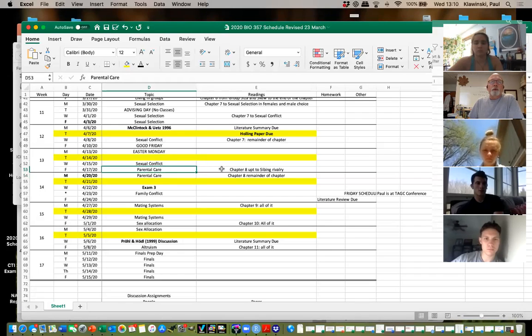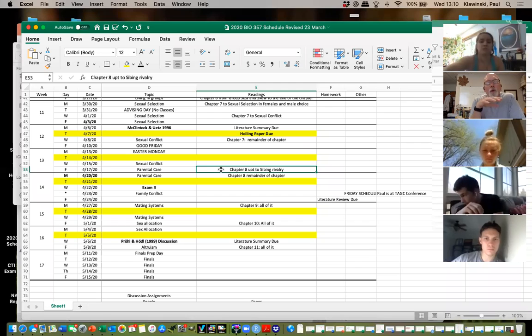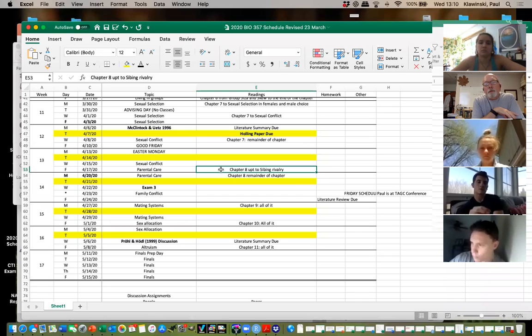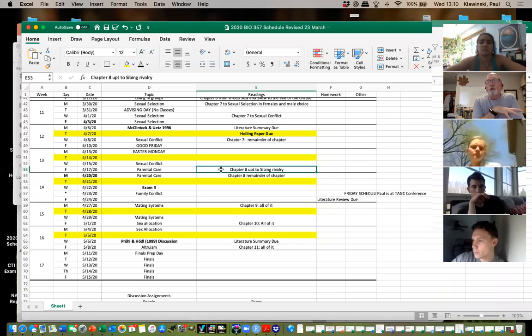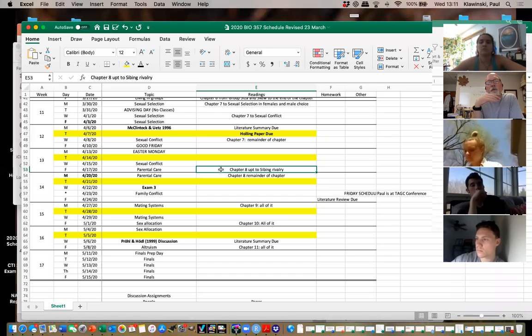Let's just go ahead and skip ahead to parental care. So when we think about parental care, one of the ways in which we can think about it is in terms of who's doing the parental care, who's contributing the most to parental care. That comes right after sexual selection and sexual conflict in the book, because there is sexual conflict over parental care and who's going to do it. And so knowing the material in chapter 7 is going to be crucial to knowing the material in chapter 8. So read chapter 8. That takes you up to sibling rivalry.